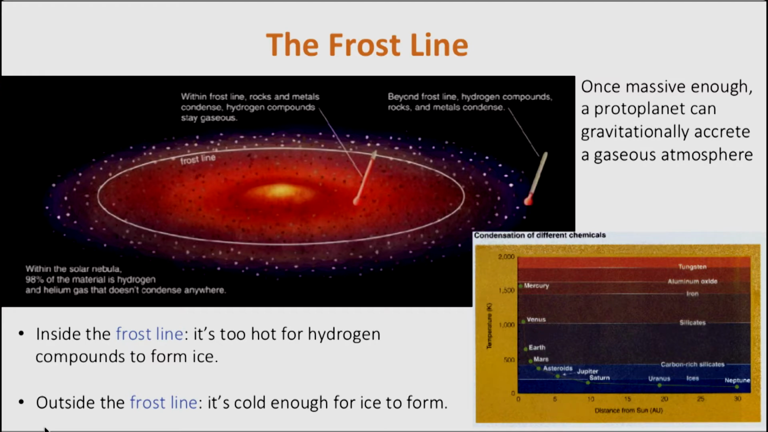The main demarcation in these young solar systems is called the frost line. Inside the frost line, it's too hot for hydrogen compounds to form ice. Outside the frost line, it's cold enough for ices to form. So in this simplistic view of a young solar system, inside the frost line is where we'd expect to find primarily rocky materials or rocks mixed with metals. And outside the frost line is where we expect the rocky materials to be mixed with ices or even water.